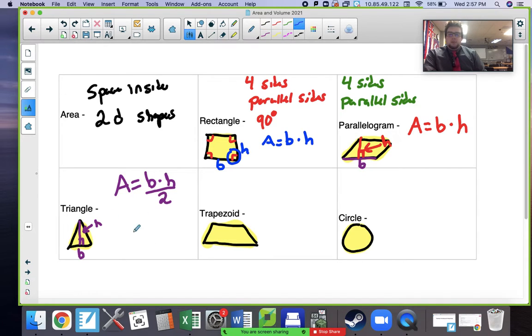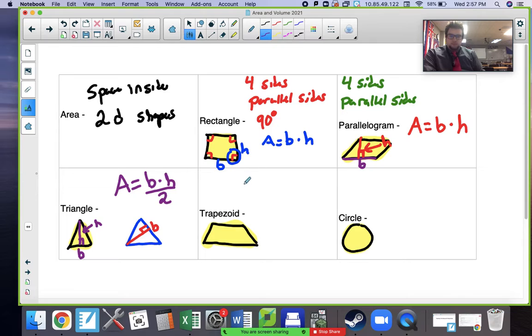But if I were to draw another triangle, like this, almost identical to that one, but instead I draw my height right here, that makes this edge right here the base. It is whatever two sides are connected by this 90-degree angle.